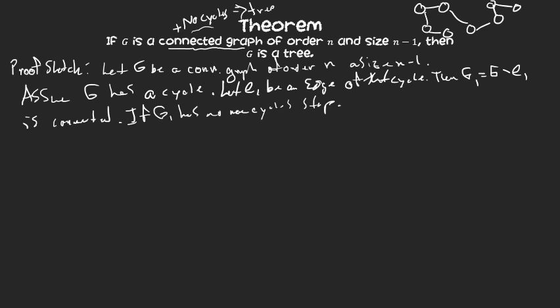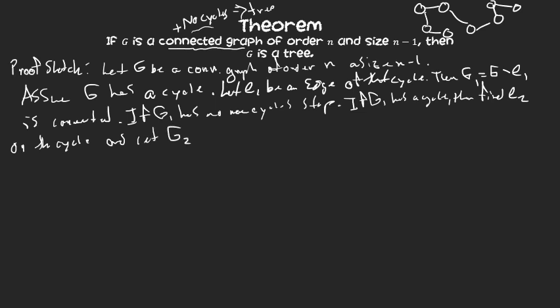So we're sort of presenting this as an algorithm. If G1 has a cycle, then find E2 on the cycle and remove it. So I'll remove E2 from G1 and let G2, which will be connected, again, because it was an edge of a cycle.